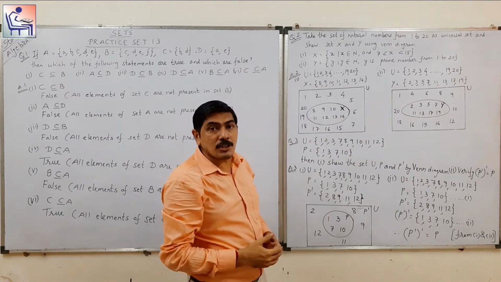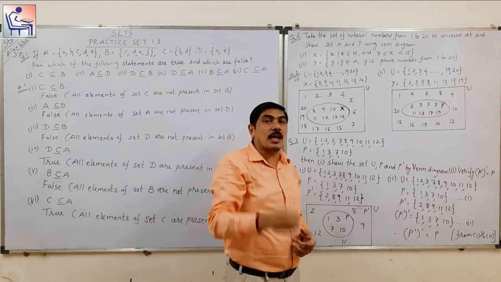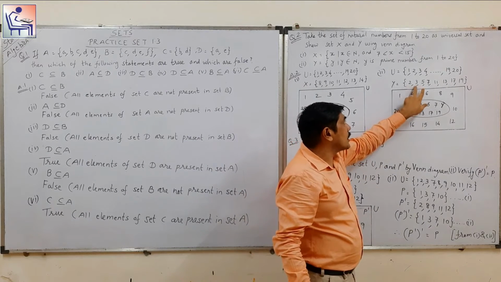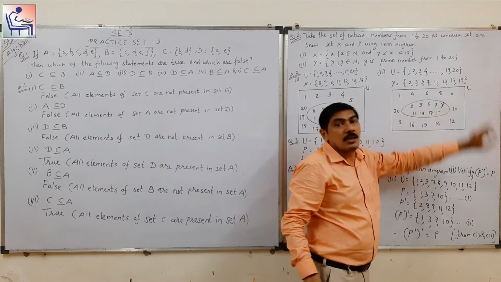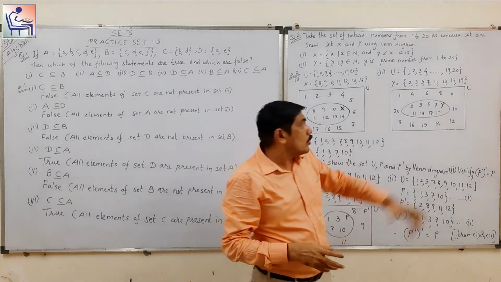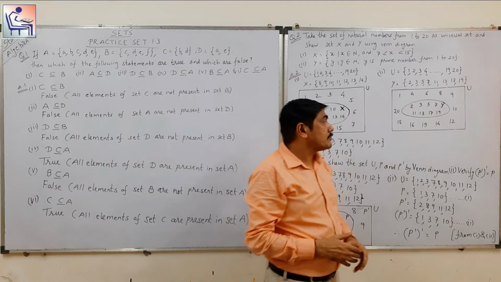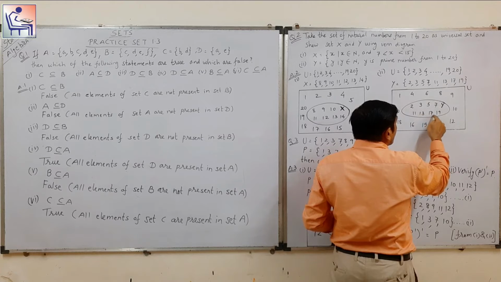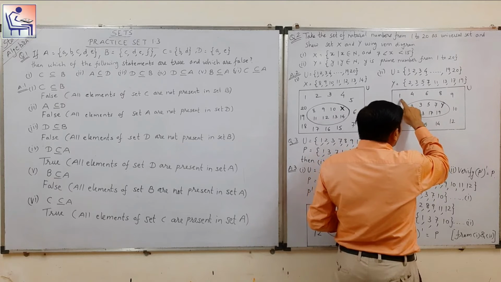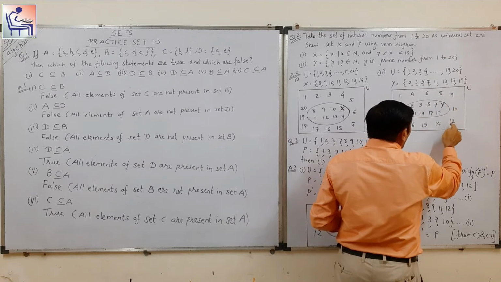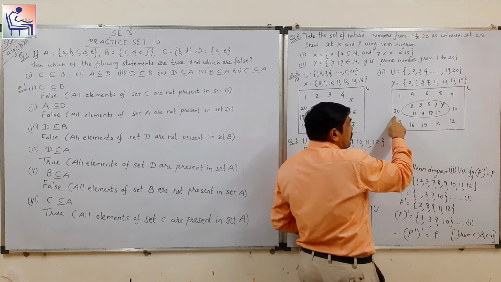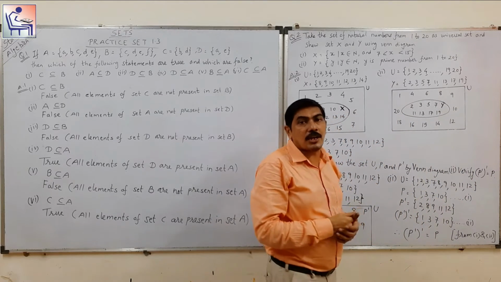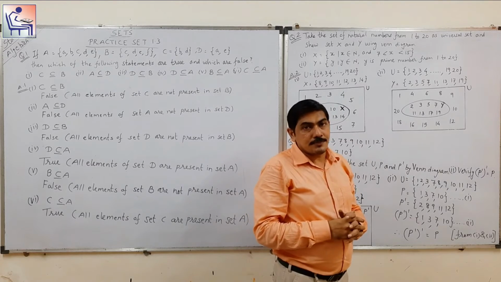So here all prime numbers we have to write from 1 to 20. Remember 1 is neither prime nor composite, so we will leave 1, and then we will start from 2, 3, 5, 7, 11, 13, 17 and 19. Only up to 20 we have to write, so the last prime number is 19. Now all the elements within a closed figure we will write: 2, 3, 5, 7, 11, 13, 17 and 19, and the rest of the elements we will write here: 1, 4, 6, 8, 9, 10, 12, 14, 15, 16, 18 and 20. So overall this is your universal set, because in a universal set all the elements will come.